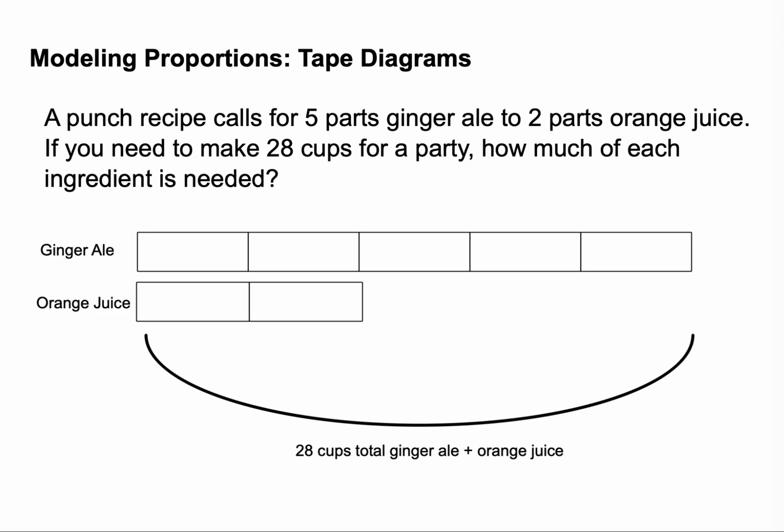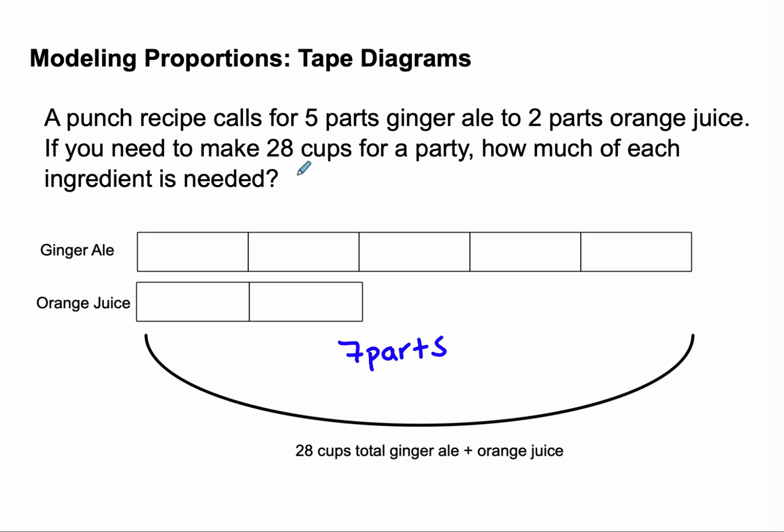All right, let's look at a proportional problem that makes sense to use a tape diagram for. So it says a punch recipe calls for 5 parts ginger ale to 2 parts orange juice. If you need to make 28 cups for a party, how much of each ingredient is needed? So I have 5 boxes for my 5 parts ginger ale. I have 2 boxes for my 2 parts orange juice. So all together, I have 7 parts. I got that from adding my numbers of boxes. 5 boxes, 2 boxes, 7 parts.